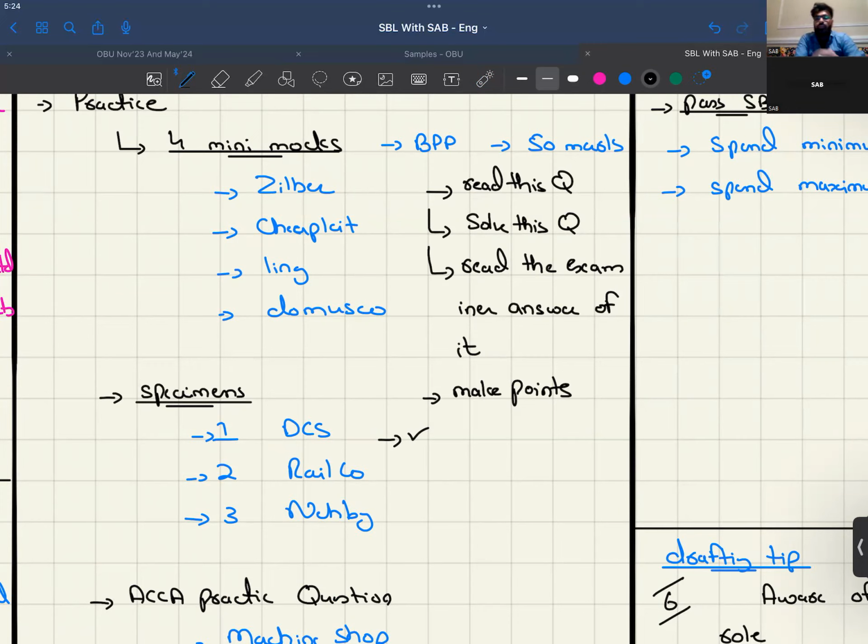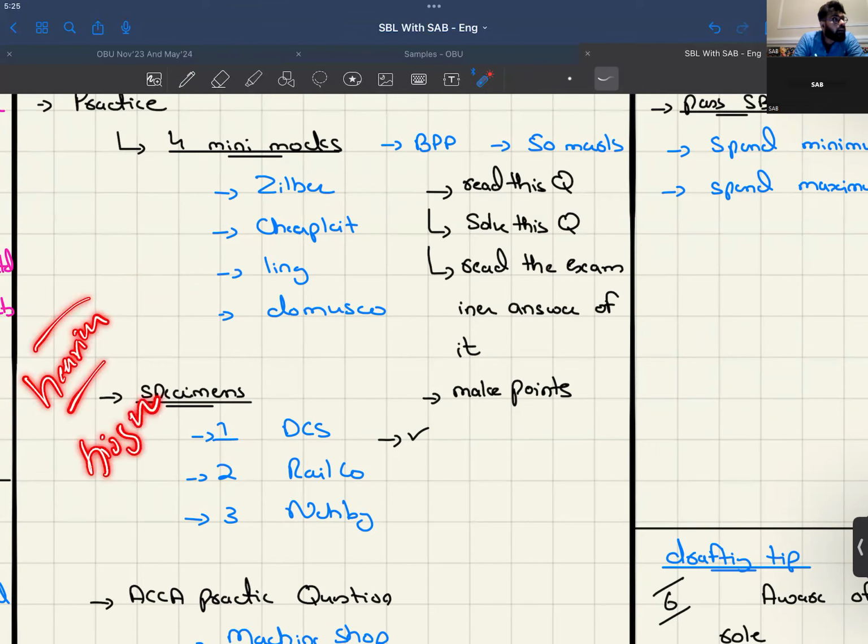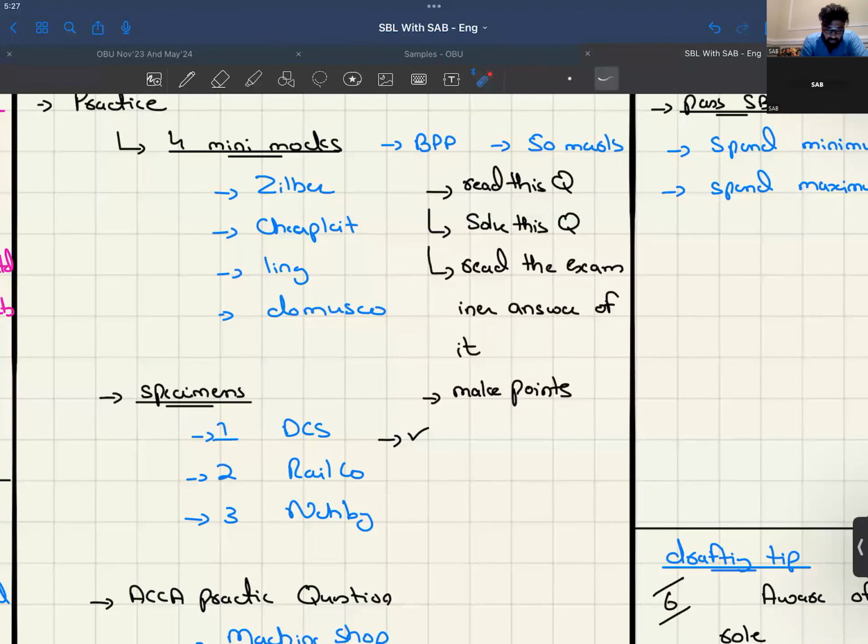Just to let you know, since now we are entering into SBL's world, these are bigger questions. These are heavier questions than those of the mini mocks. They are much heavier, much bigger. So we have to follow this question, and our target for this week is to cover these three questions. Again, we'll be learning some new theoretical topics in it.